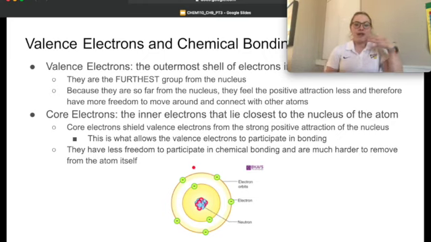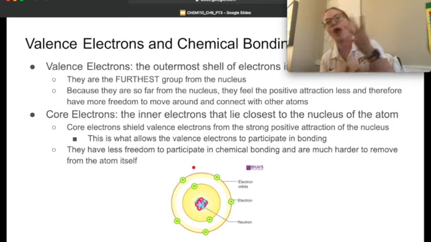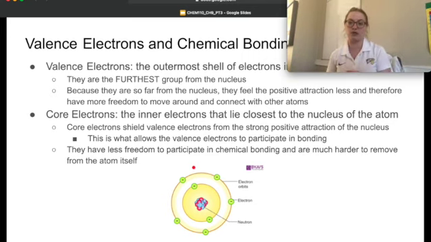So valence electrons are the only electrons that participate in chemical bonding. All of those core electrons are not going to be able to participate in forming a chemical bond or forming ions or any of the other things we've talked about, okay?